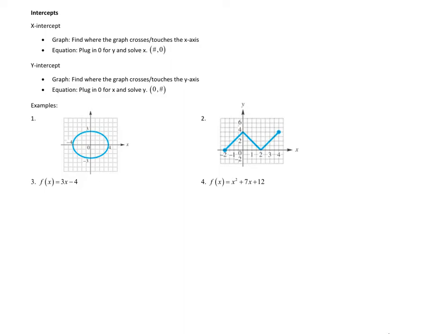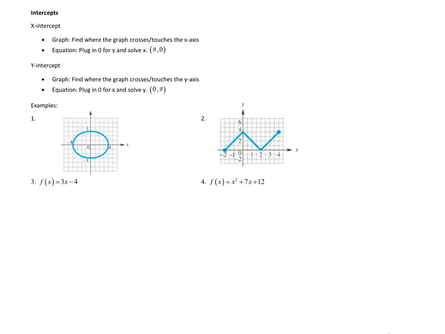The next item we want to look at is intercepts. So we can describe a function by its intercepts, right? When we look at intercepts, there are two different types: an x-intercept and a y-intercept. Most of us, when we think of an intercept, think it's an intercept because it crosses the axis. And graphically, yes, that's what we want to look for.